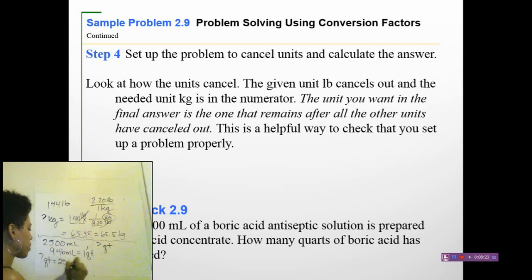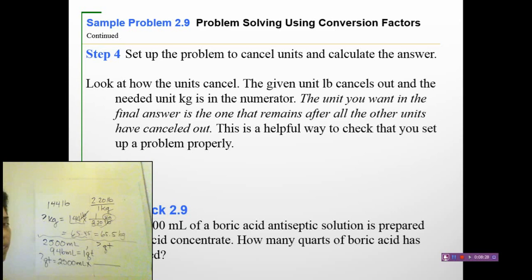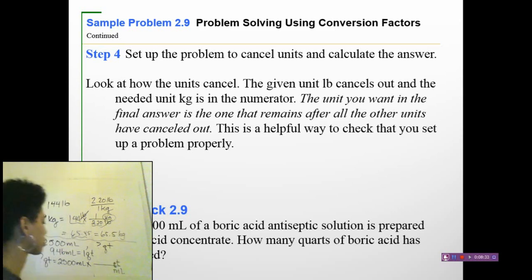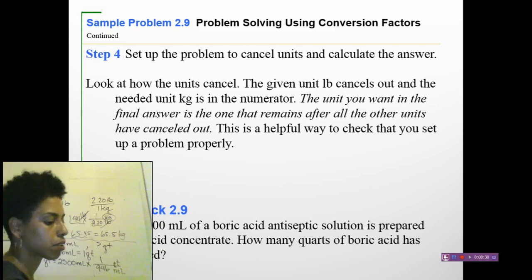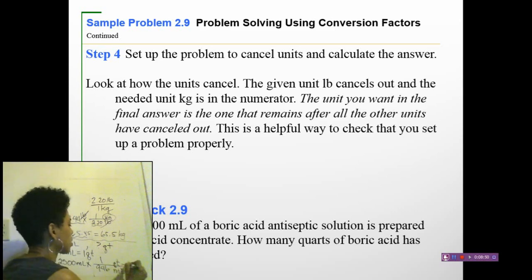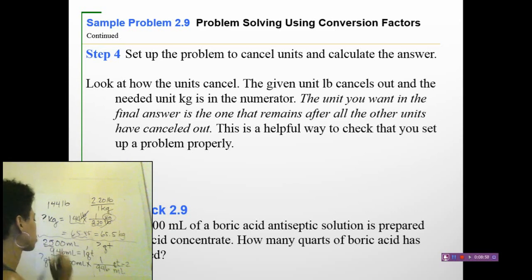We start with what we were given, and then we set up our conversion so that we cancel out our milliliters. So we're going to put milliliters on the bottom, quarts on the top. 1 quart, 946 milliliters. So I'm going to have 2,500 divided by 946, which is going to give me 2.6427 in my calculator.